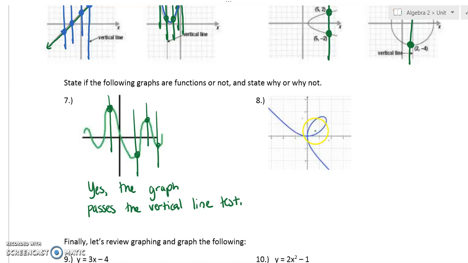And then in number 8, let me just run 1. Ooh, I touched it once, twice, and 3 times. So since that one line touches it 3 times, we would say no, the graph does not pass the vertical line test.